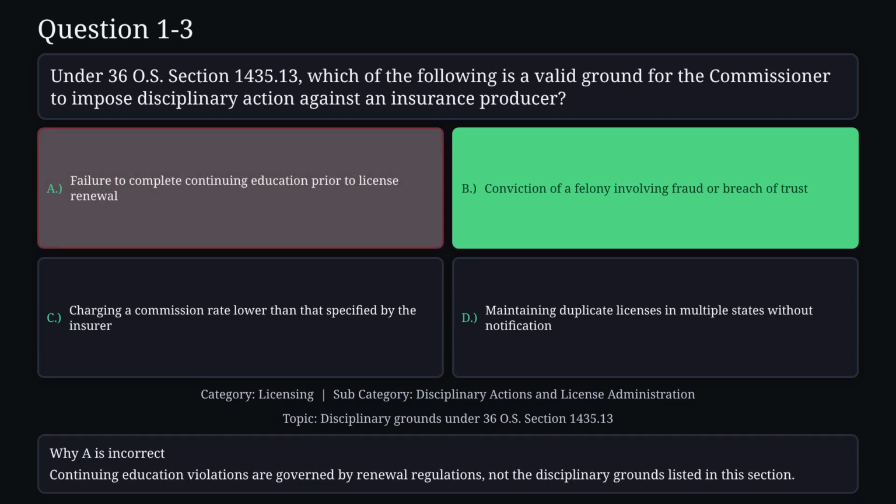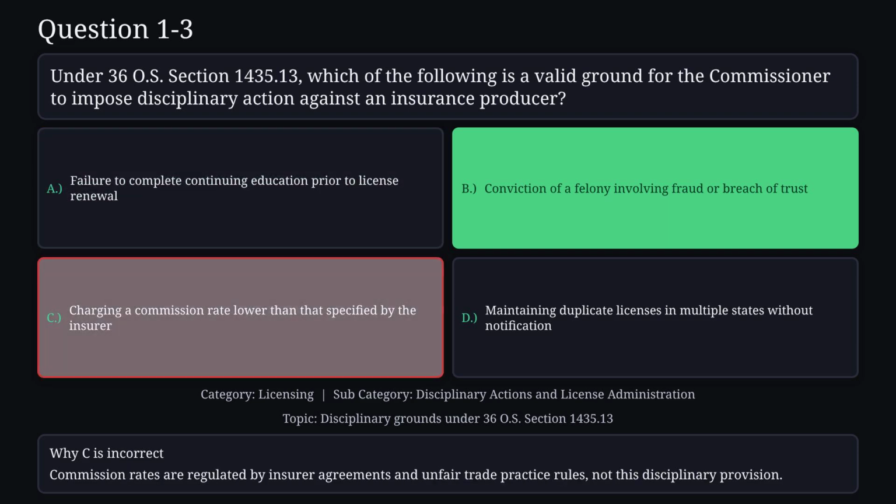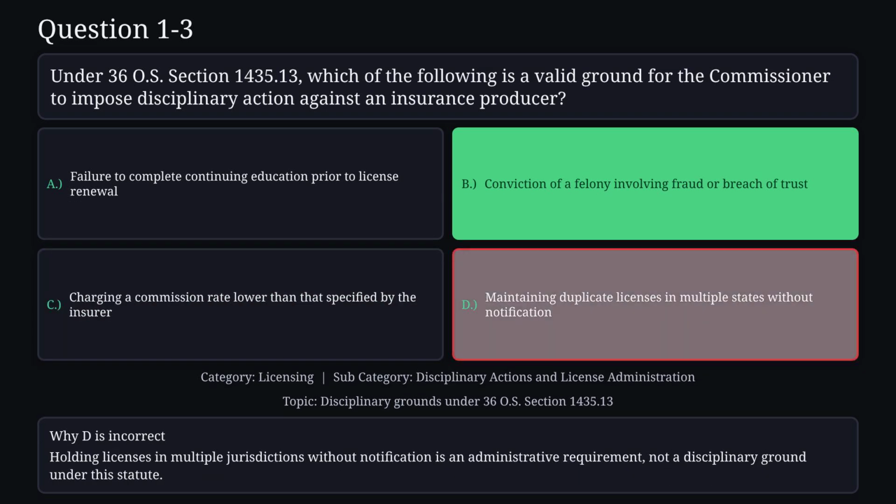Reason A is not correct. Continuing education violations are governed by renewal regulations, not the disciplinary grounds listed in this section. Reason C is not correct. Commission rates are regulated by insurer agreements and unfair trade practice rules, not this disciplinary provision. Reason D is not correct. Holding licenses in multiple jurisdictions without notification is an administrative requirement, not a disciplinary ground under this statute.